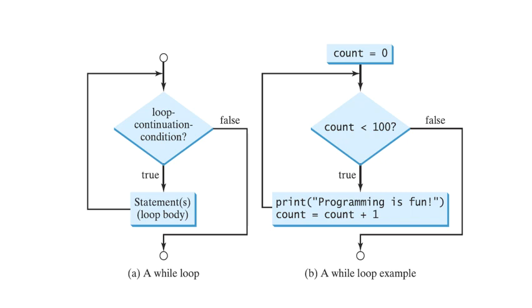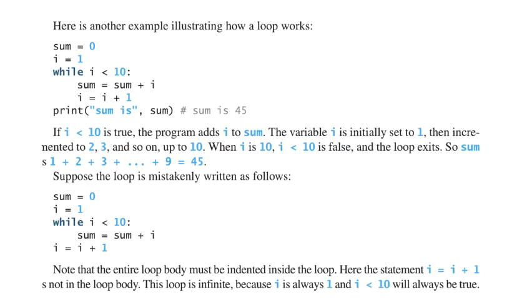So this is the flow chart for the 100 times. If you want to print "programming is fun", initially count is equal to 0, then check whether count is less than 100. If it is true, then print "programming is fun", then count will be incremented by 1. So next time count will be 1, and so on, from 0 up to 99. When it is 100, then the condition is false, so it will come out of the loop. So 100 times it will print "programming is fun".